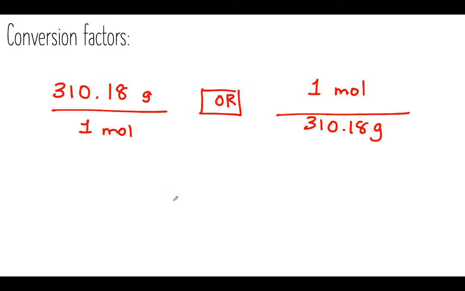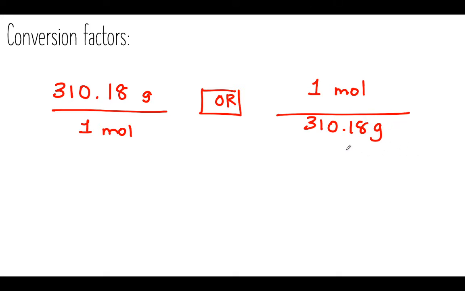The only thing that will change is the actual number for the mass itself, right? So if you are finding the molar mass of, say, magnesium chloride, this value here, instead of 310.18, is going to be a different number. But the way that you represent it is still in these two possibilities. If you want to cancel out the mole and get grams, you would write moles on the bottom. And if you wanted to cancel out the grams, you would write the grams on the bottom.